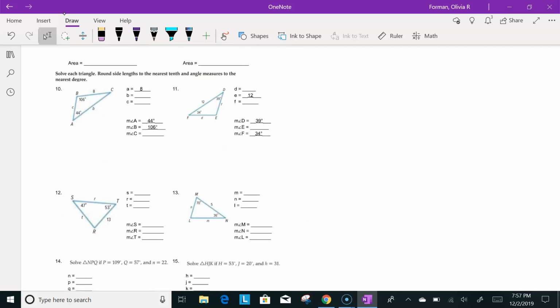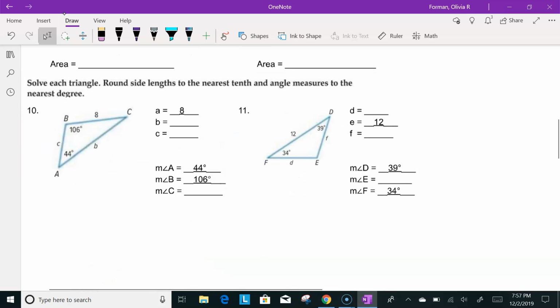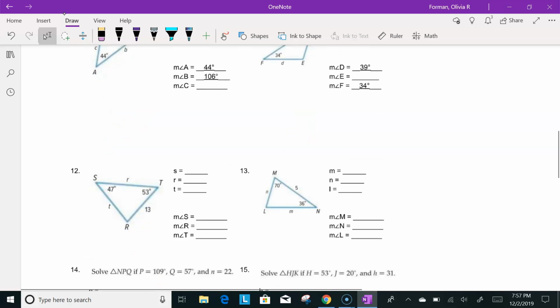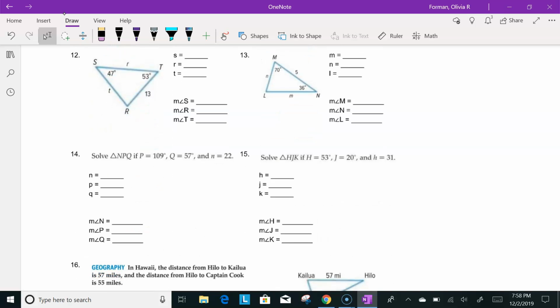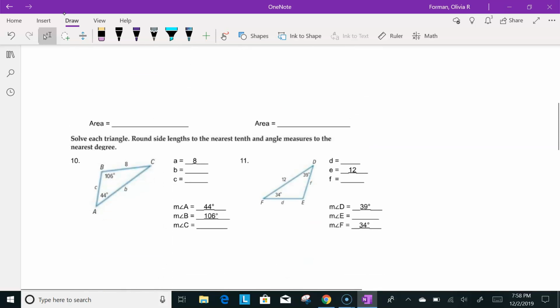The next part, it says solve the triangles. So again, this is where you want to find all the side lengths, all the angles. What I did for the first two is I wrote in the ones that are given to you in the picture, already filled in. You just have to find the remaining. When you look at 12, 13, 14, 15, you're going to have to put everything in the correct space.